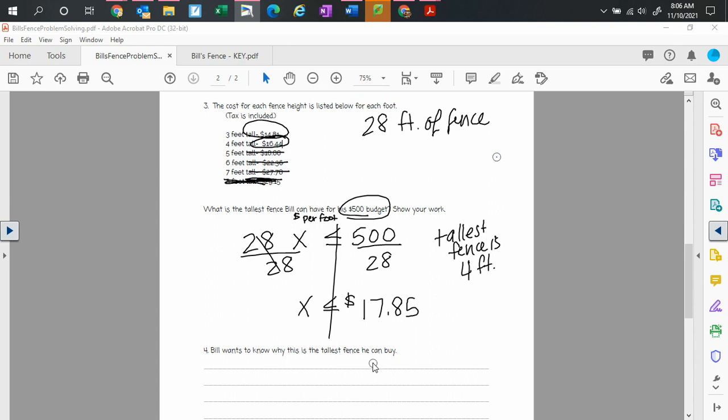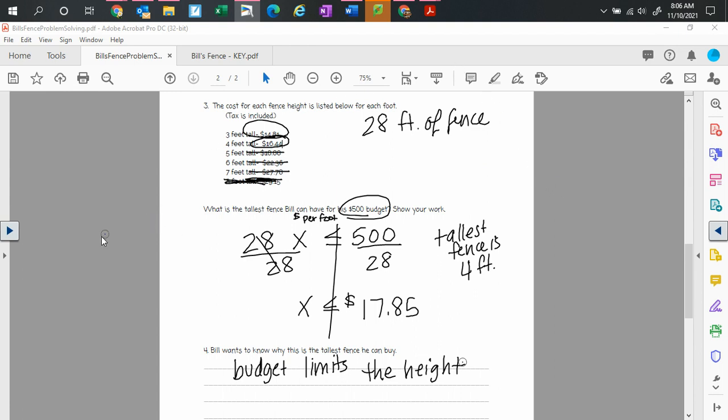And Bill wants to know why this is the tallest fence he can buy, and it has to do with his budget. So his budget actually limits him here. So his budget limits the height. And since he needs 28 feet, that's the highest fence that he can actually purchase. So that's Bill's fence for you.